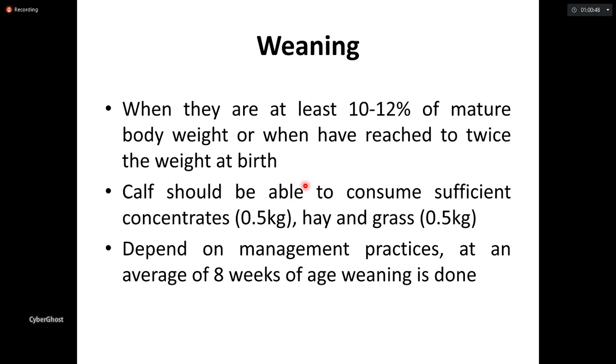The other way, some people just wait until the animals reach a certain age regardless of their body weight. That's what is practiced in other countries and even in our country, right? Okay, we will be weaning them by 12 weeks of age, 3 months, 4 months, 5 months, regardless of their body weight. They only check the age. Right? These are some of the basic standard methods.